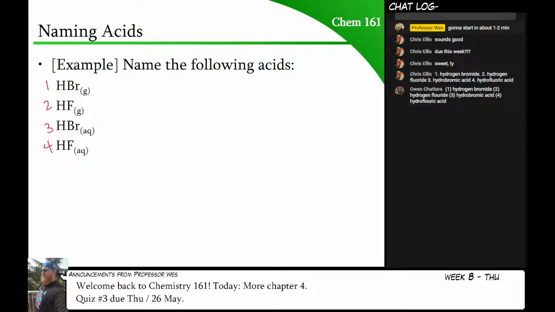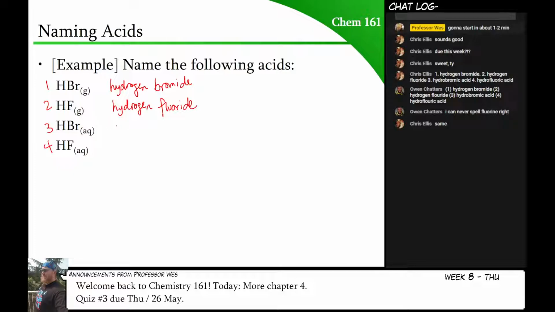All right, let's go over the answers here. So we've got HBr and HF as gases, so we're going to call these hydrogen, and then whatever they are. So this would be hydrogen bromide, and hydrogen fluoride. Yeah, fluorine is tricky to spell. Make sure you don't spell it "flower-ide," like the stuff that you cook with.